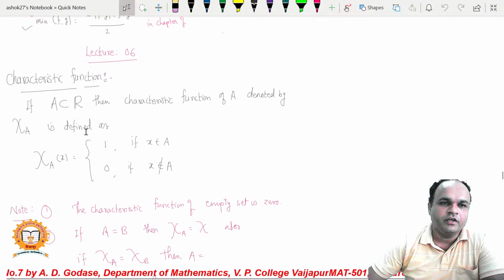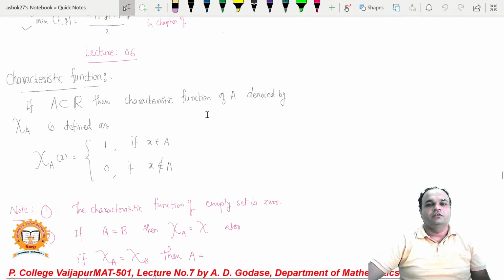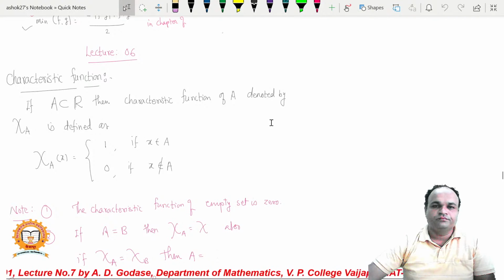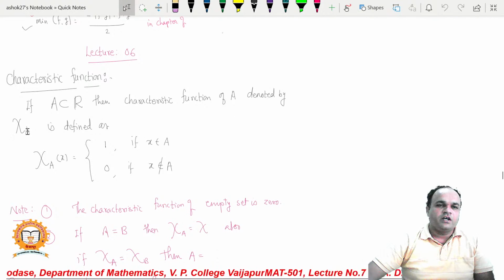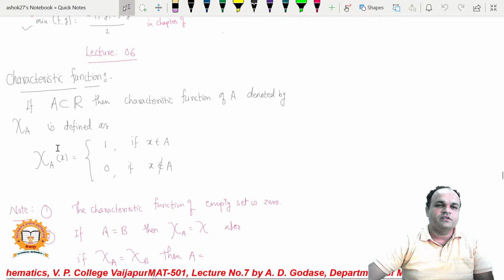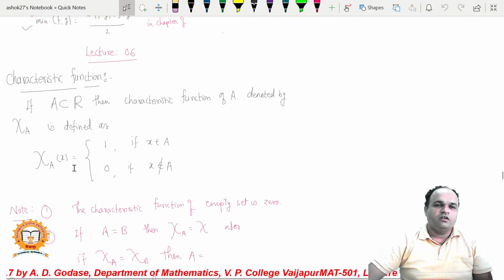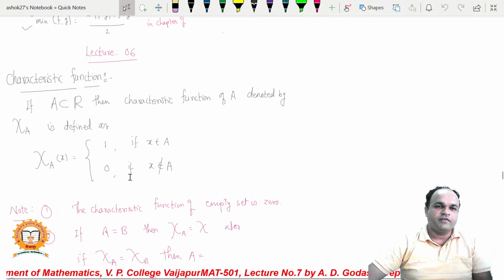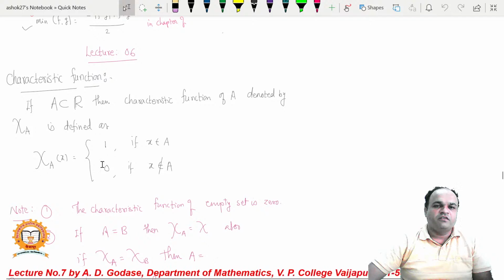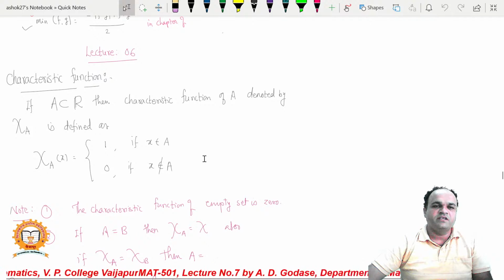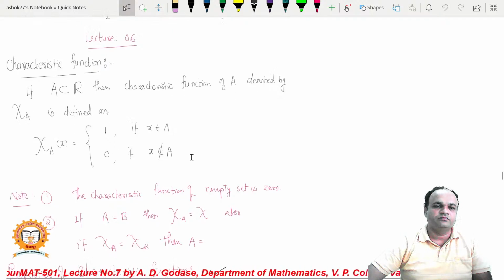If capital A is a subset of R, the set of real numbers, then the characteristic function of A is denoted by chi A, chi with suffix A, and it is defined as: chi A of x is 1 if x is an element of A, and it is 0 if x is not an element of A. So this is the basic definition of the characteristic function.